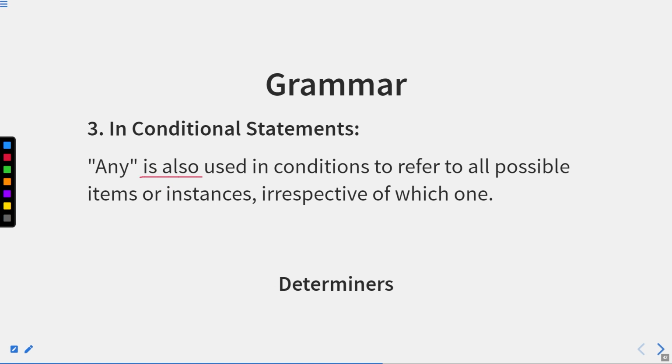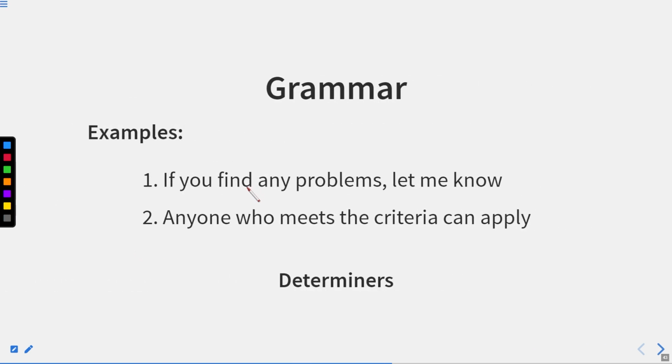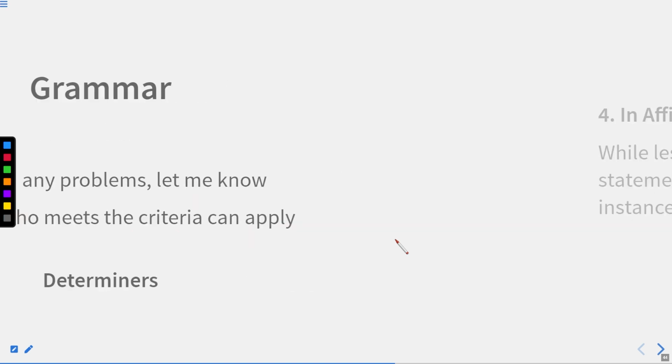Conditional statements. Any is also used in conditions to refer to all possible items or instances, irrespective of which one. For example, if you find any problems, let me know. It means any problem, you can let me know. Anyone who meets the criteria can apply. So it is talking about anyone. So any just means any person, that is not specific, irrespective of the number of persons, irrespective of the quality of persons. It is just for any person.